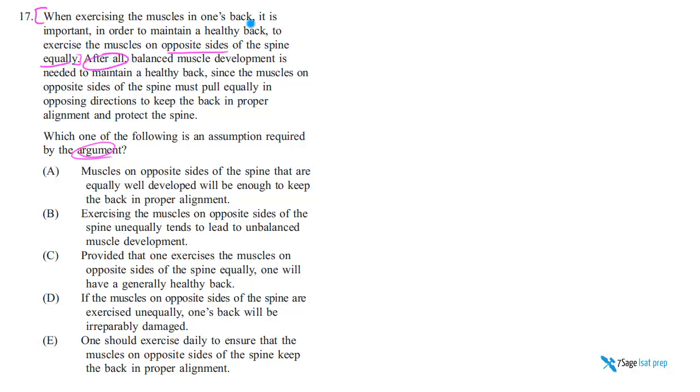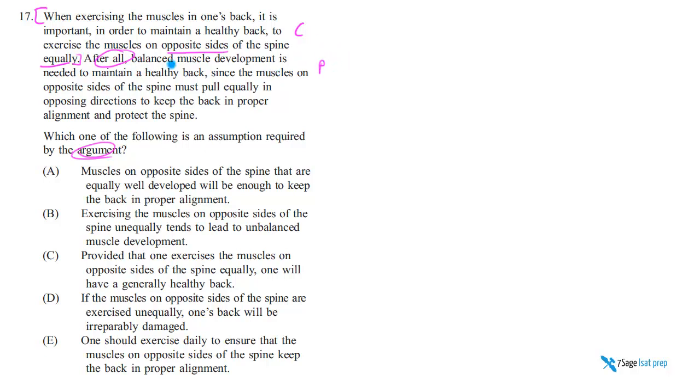After all, that's how we know this is a conclusion. Because after all, as we talk about in our grammar lessons, is one of the words that introduce premises. So after all is introducing a reason why. And that's also an indicator for why it's a conclusion. Why should I believe this statement? Why should I believe that to maintain a healthy back, I need to exercise muscles on the opposite sides of my spine equally? Well, they're going to tell me. So premise right here. They're going to tell me why that is the case.